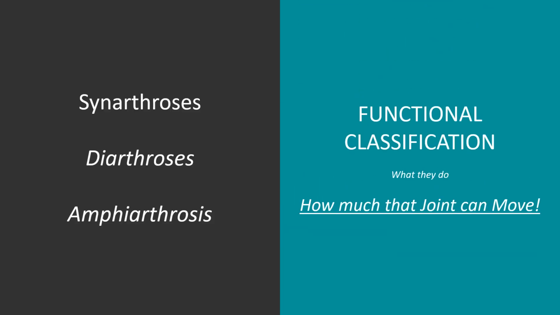We go next to the functional classification, which focuses more on how much that joint can move. So there are 3 classifications: synarthrosis, diarthrosis, and amphiarthrosis.